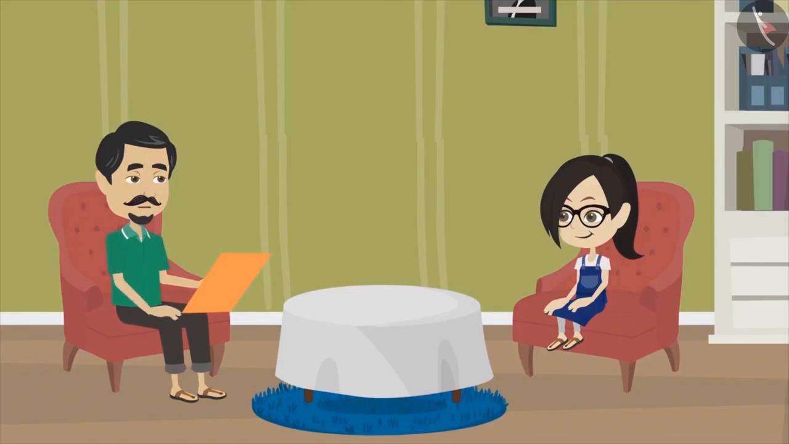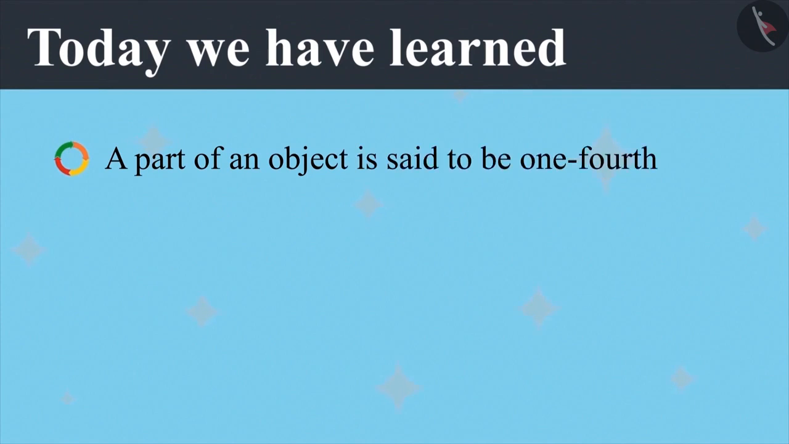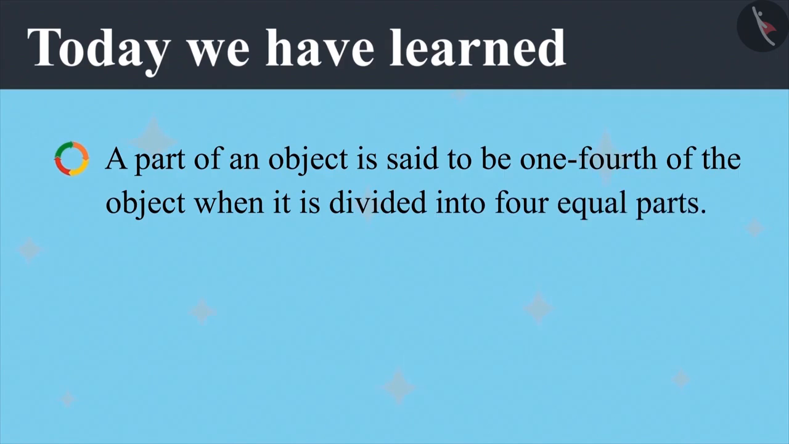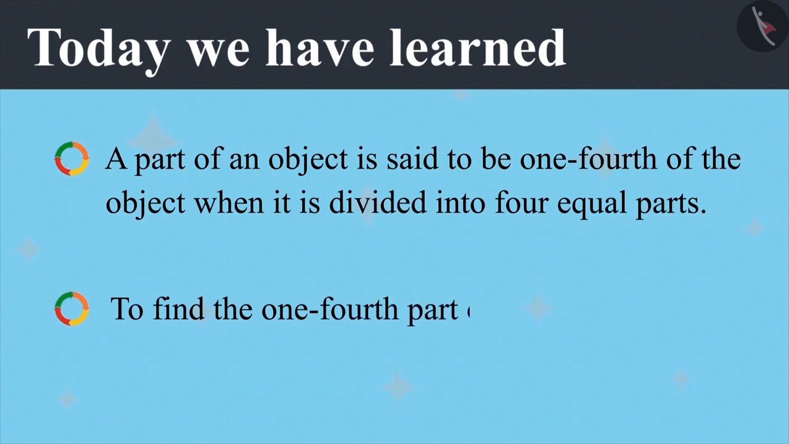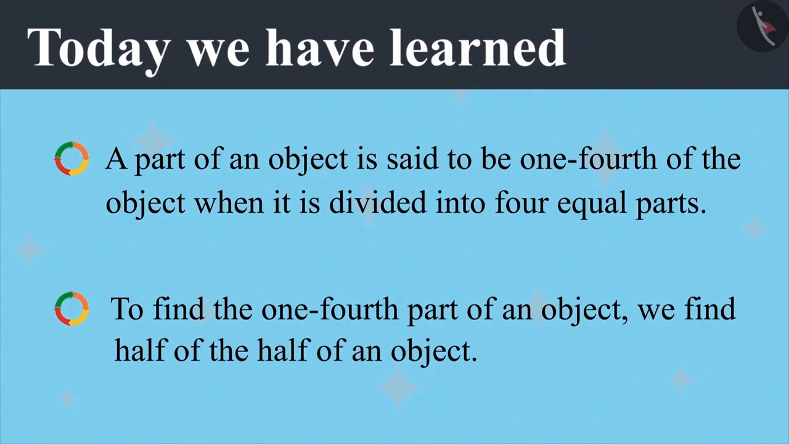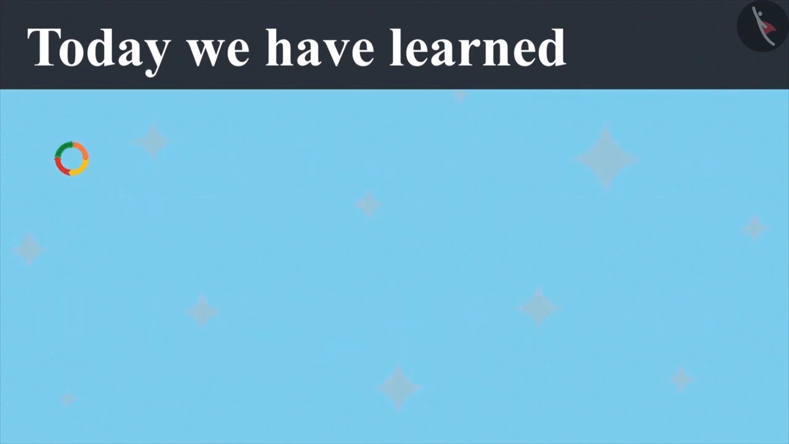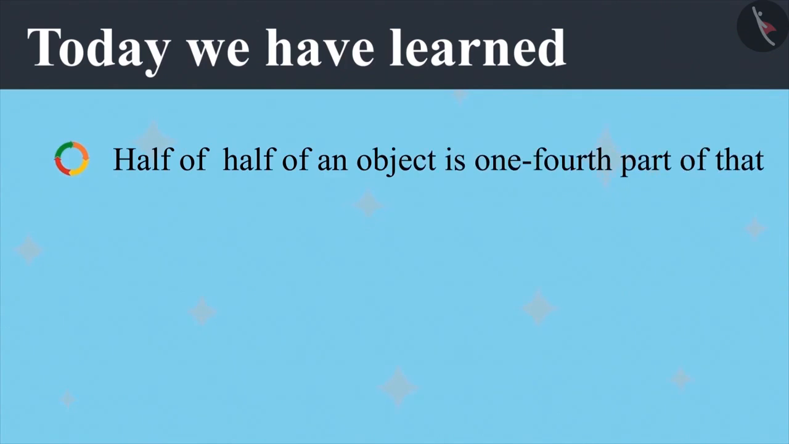Yes, Vandana. Today we have learned a part of an object is said to be 1/4 of the object when it is divided into 4 equal parts. To find 1/4 part of an object, we find half of the half of an object. We can also say that half of an object is 1/4 of that object.